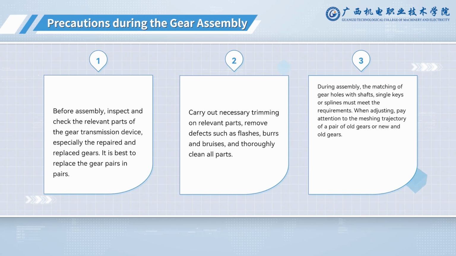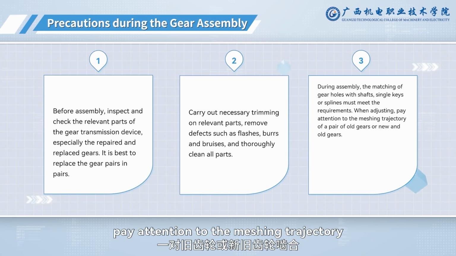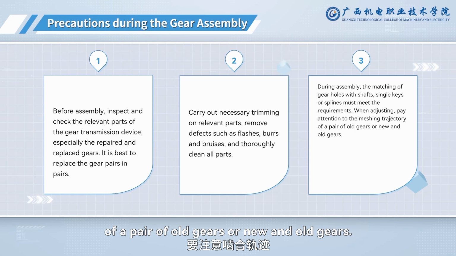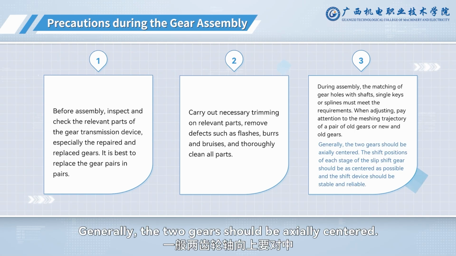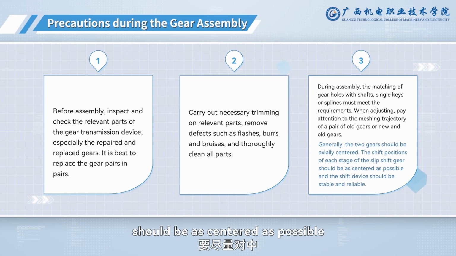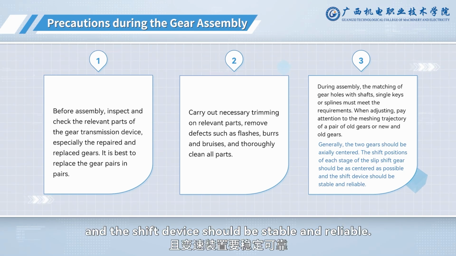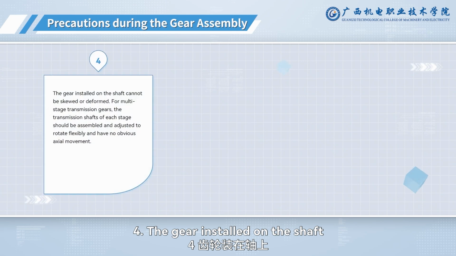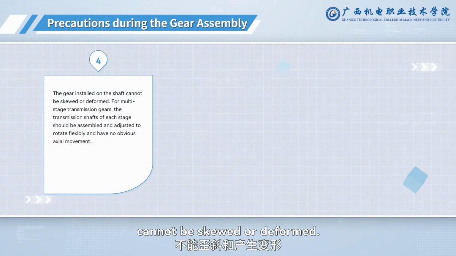3. During assembly, the matching of gear holes with shafts, single keys, or splines must meet the requirements. When adjusting, pay attention to the meshing trajectory of a pair of old gears or new and old gears. Generally, the 2 gears should be axially centered. The shift positions of each stage of the slip shift gear should be as centered as possible, and the shift device should be stable and reliable. 4. The gear installed on the shaft cannot be skewed or deformed.